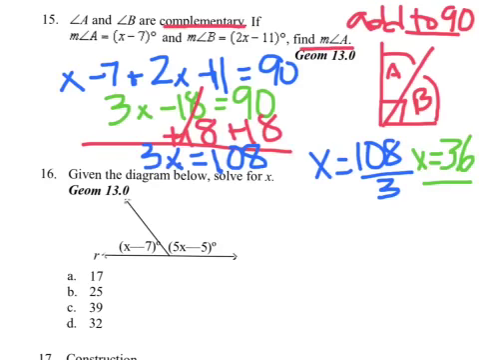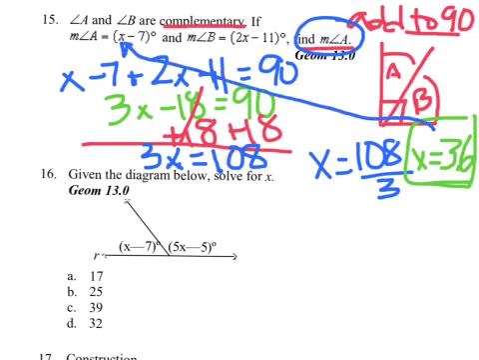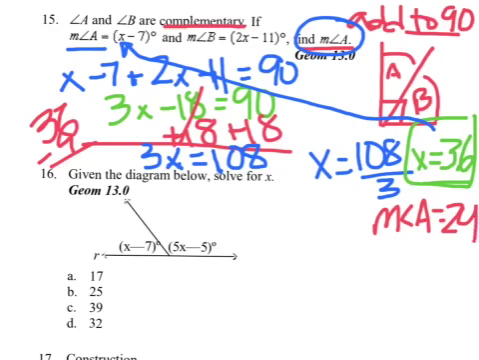When you solve, you should get that x is equal to 36. The only thing is they want us to find angle A. So you need to take 36 and plug it in right there because it says angle A is x minus 7. So the final answer is measure of angle A is equal to 36, take away 7, which is 29. This is the final answer to the question.